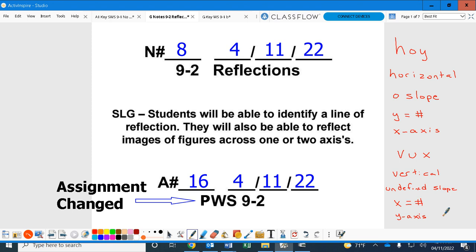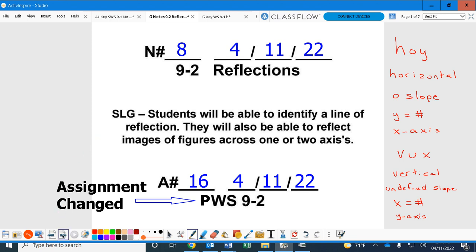Okay. Everything is based on that, guys. Everything in the set of notes is based on that, because we're going to be reflecting across horizontal and vertical lines. You've got to know that to be able to do today's assignment. Questions, concerns, anything before we go on? Okay. This is what the problems are going to look like.